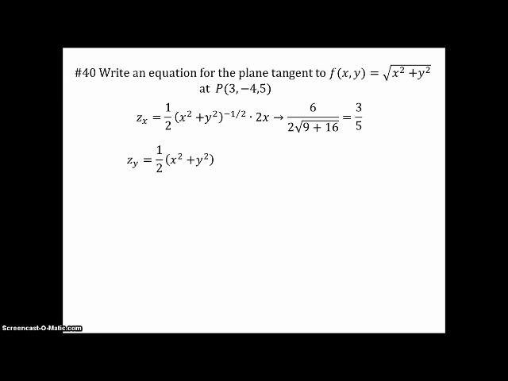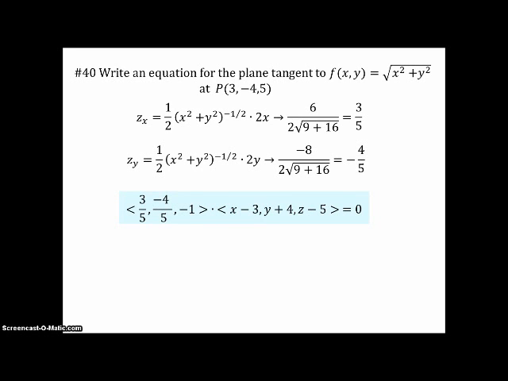Same procedure for the partial derivative with respect to y, except this time when we apply the chain rule, the derivative of the inside function is 0 plus 2y. Plug in the numbers again, and we get -4/5 for that partial derivative.